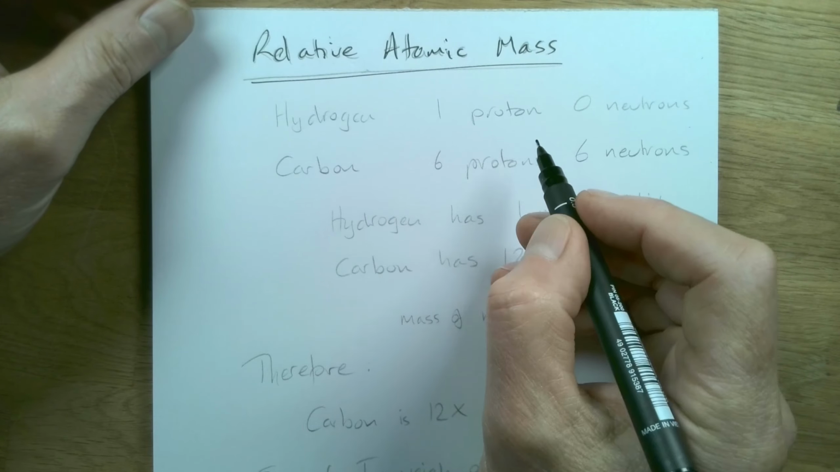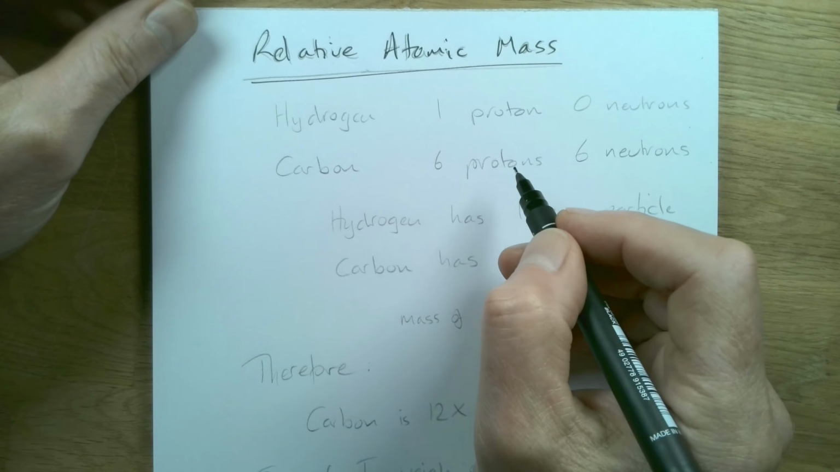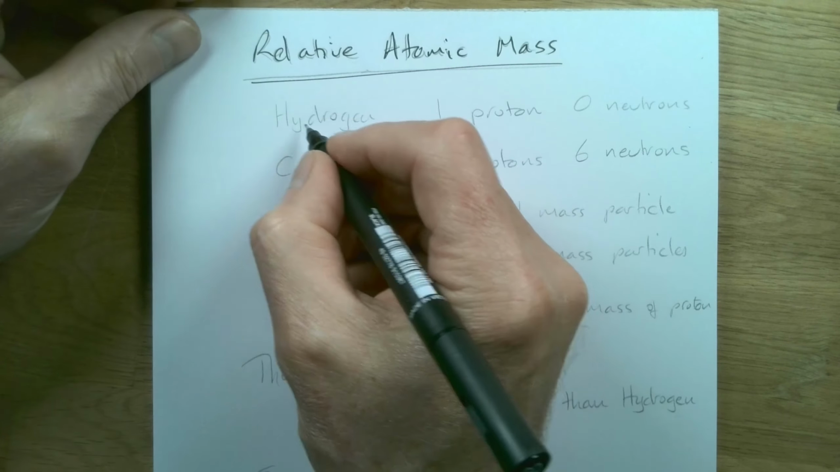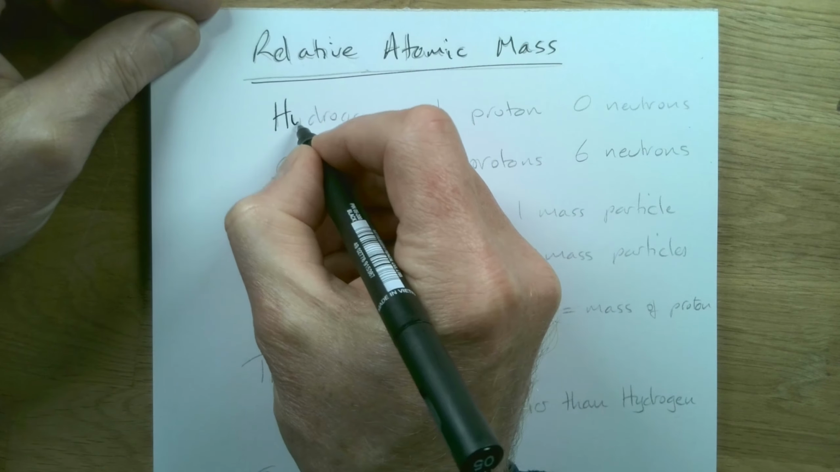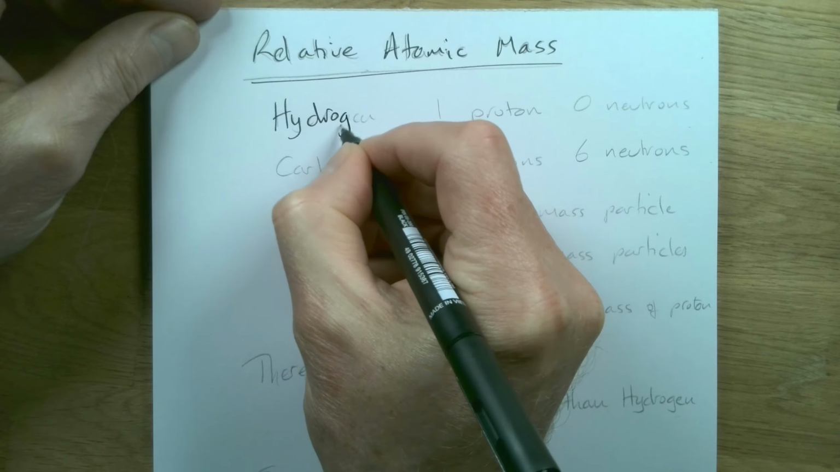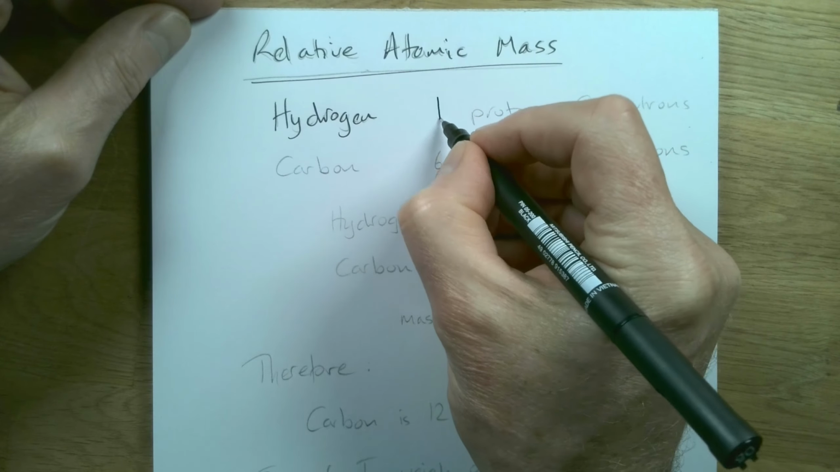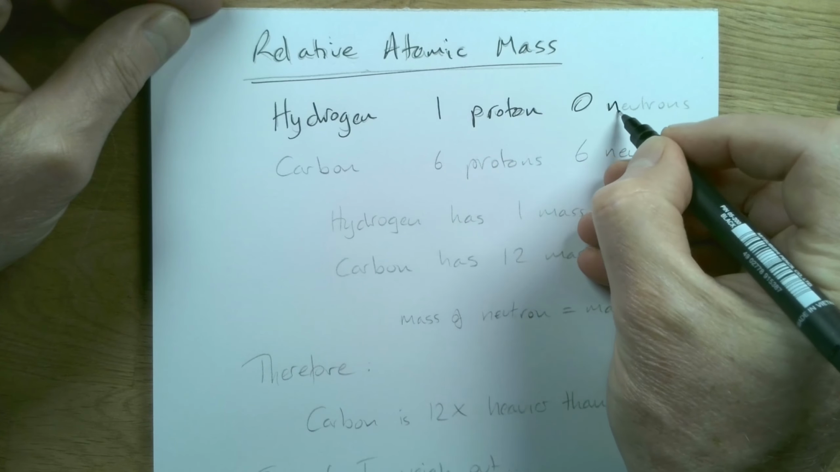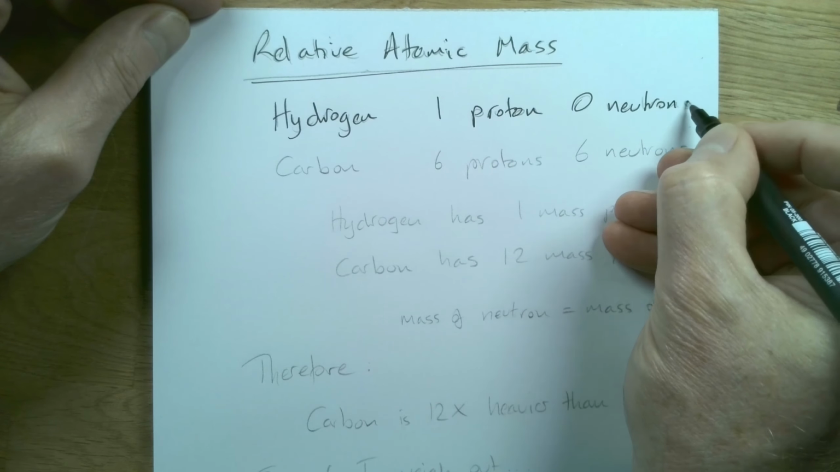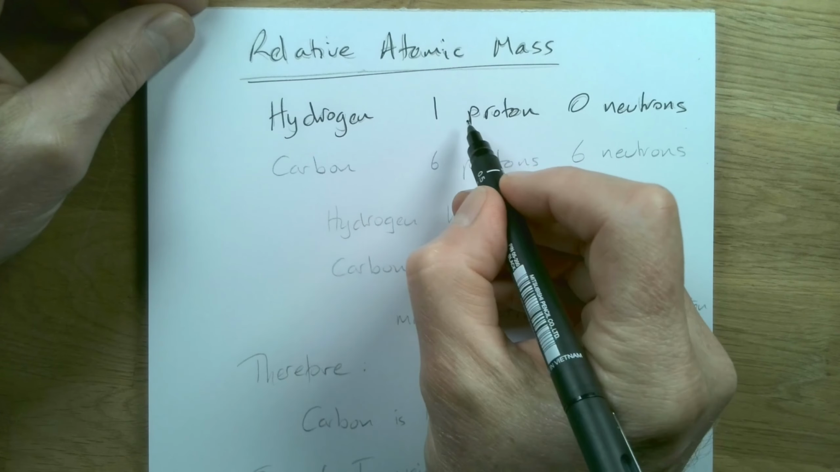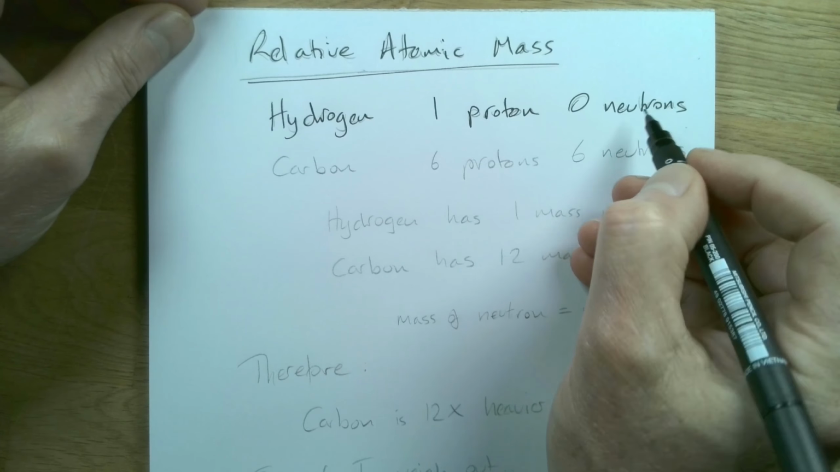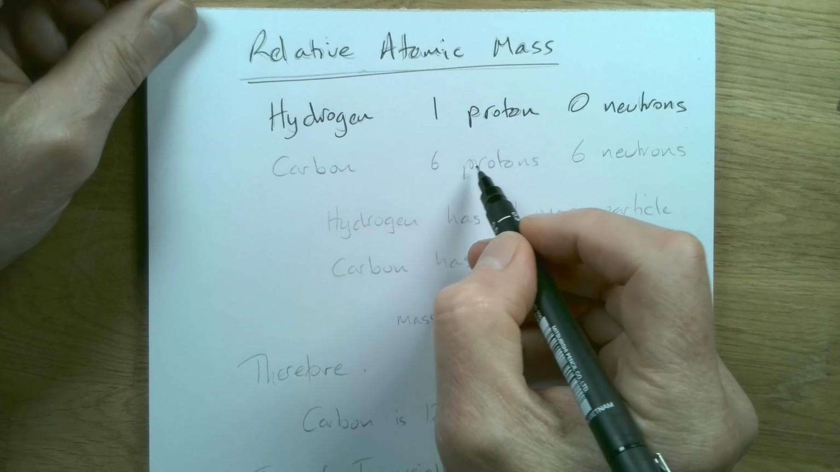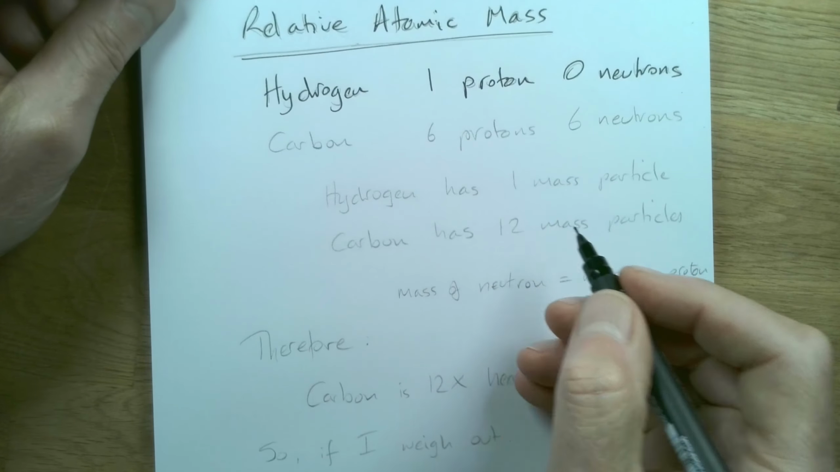Now, we know that the mass of an atom comes from the number of protons and the number of neutrons in the atom. So let's just take a couple of elements, okay? Here's hydrogen. And hydrogen has 1 proton and 0 neutrons. Okay, so it has 1 proton and 0 neutrons. Let's forget electrons at the moment. Electrons you can kind of add to protons to make exactly the same mass of a neutron.